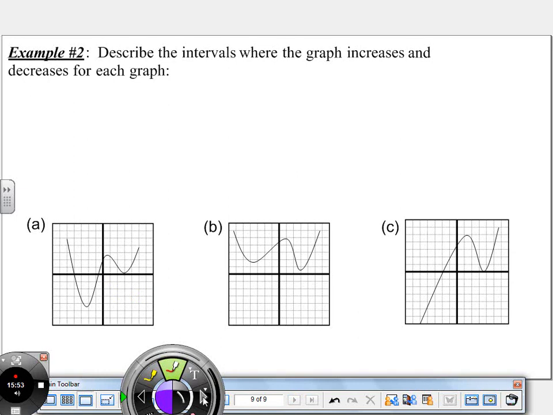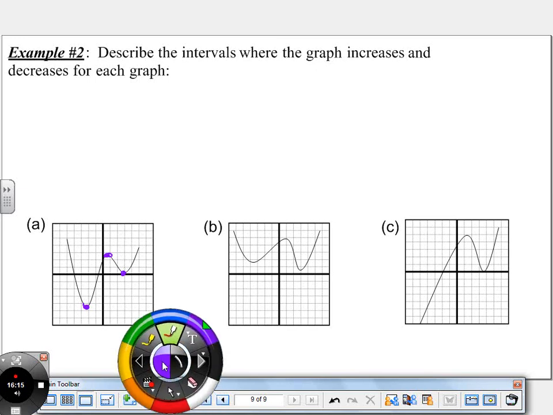Here's where it gets a little bit interesting. Increasing and decreasing. Highlight all the turning points on your graph. The best way to think of this is, let's say you like reading a book from left to right. So here's Miss Dahl, she's walking, and all of a sudden she's going to walk along the path of the graph, from left to right. That's how you're determining increasing versus decreasing.